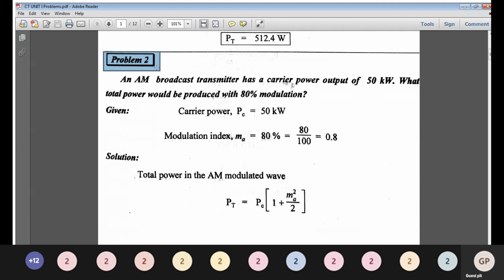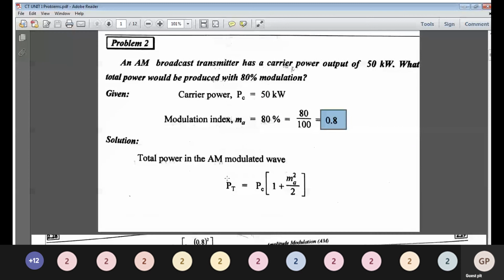Next is the second problem. See the second problem. An AM broadcast transmitter has a carrier power of 50 kilowatts. What total power would be produced with the modulation index 80%? It's like our previous problem. Here also they have provided carrier power 50 kilowatts and modulation index or depth of modulation 80%. So the carrier power is equal to 50 kilowatts. Modulation index value is equal to 80%, 80 divided by 100 is equal to 0.8. Again same formula, the total power formula.